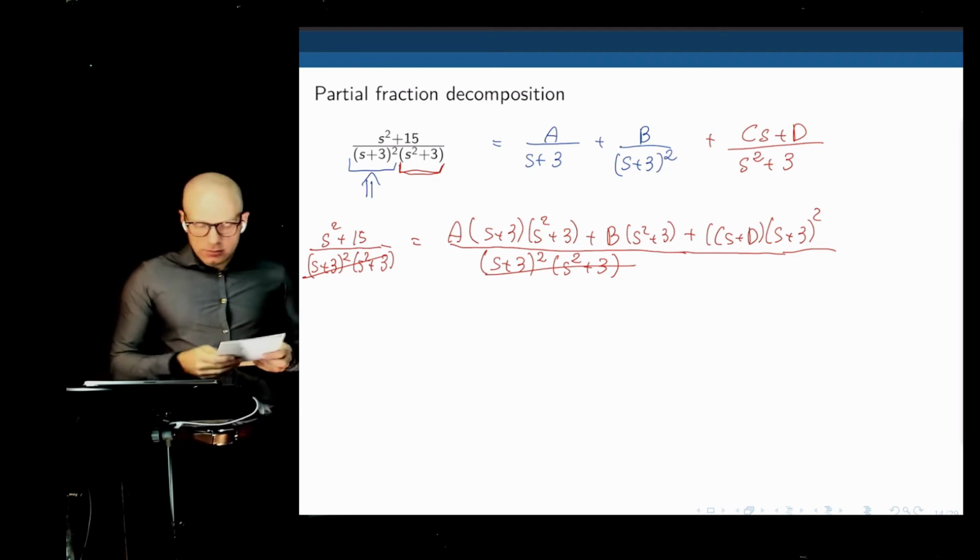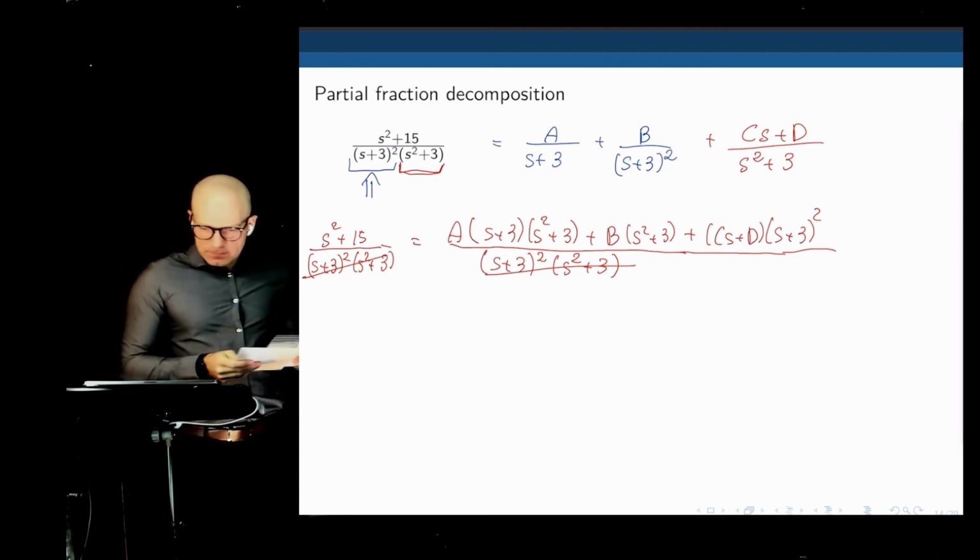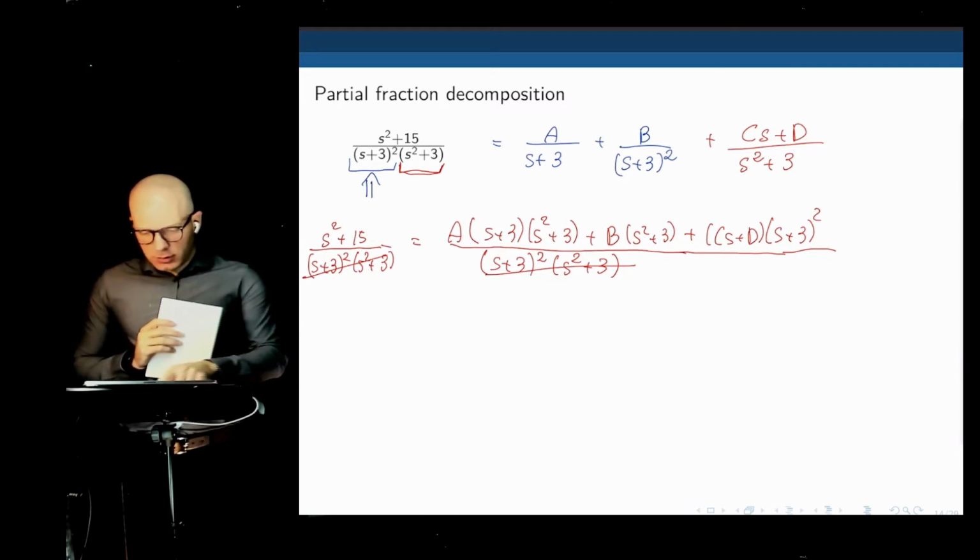Hi, sorry. Why is the a term only multiplied by s plus 3 and not s plus 3 squared? So the common denominator is s plus 3 squared, right? Divided by s plus 3 is s plus 3.